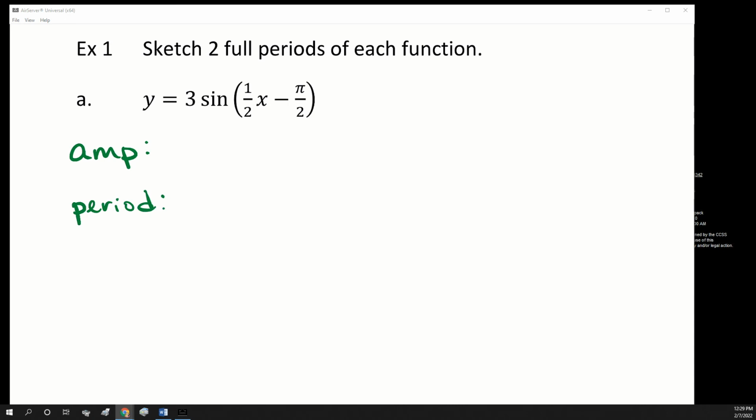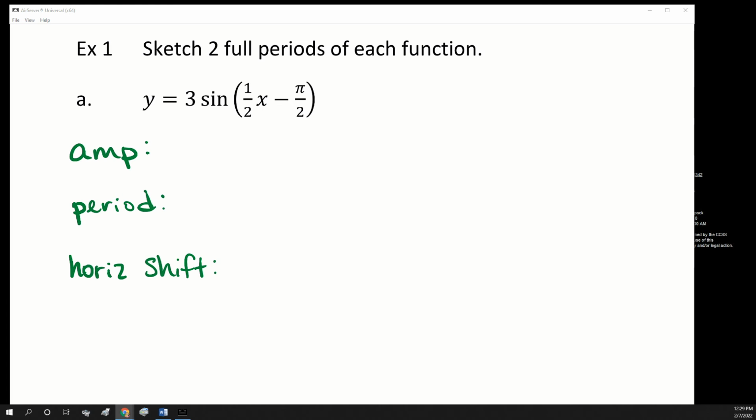All right, if there's addition or subtraction inside the parentheses, that means there's going to be a horizontal shift or a phase shift. And then if there's addition or subtraction outside, then that's going to be a vertical shift. This one doesn't have a vertical, but it does have a horizontal shift.